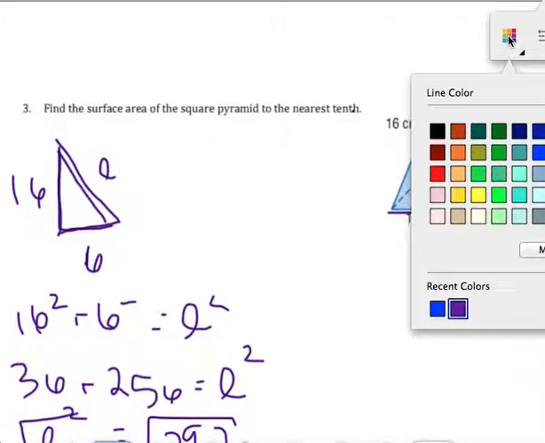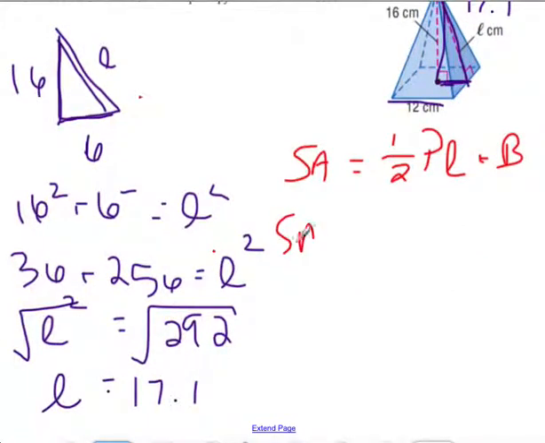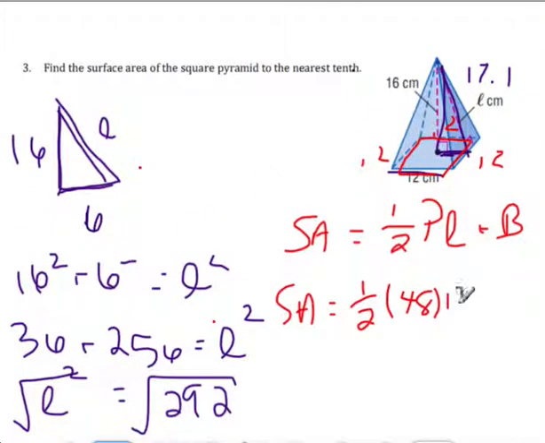So let's go ahead and calculate the surface area. The surface area is going to be equal to 1/2 the perimeter times the slant height plus the area of the base. Well, let's plug in what we know. The 1/2 is going to stay there. The perimeter is going to be 12 plus 12 plus 12 plus 12, so 12 four times. And when you multiply 12 four times, you end up getting 48. So the perimeter is 48. And then we have our slant height of 17.1.